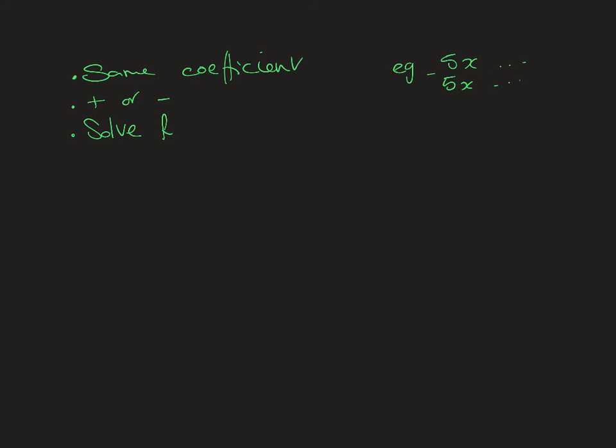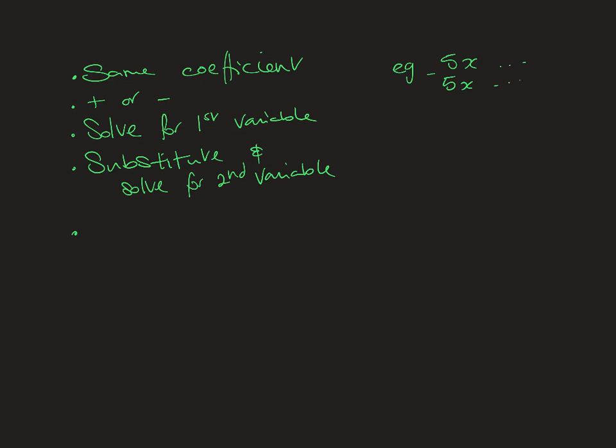So we solve for the first variable and then substitute that back in and solve for the second variable. And then your final step is to check your working out to make sure you've got it correct.